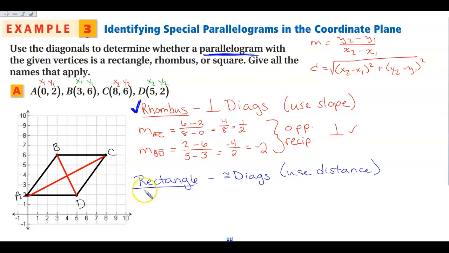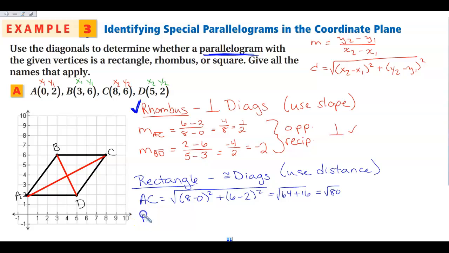All right, so I'm going to find the length of AC, which is the square root of x2 minus x1, using the red numbers here. So it's going to be 8 minus 0, quantity squared, plus y2 minus y1, so 6 minus 2, quantity squared. All right, this is going to simplify to 8 minus 0 is 8. 8 squared is 64. 6 minus 2 is 4. Squared is 16. This is going to give me the square root of 80.